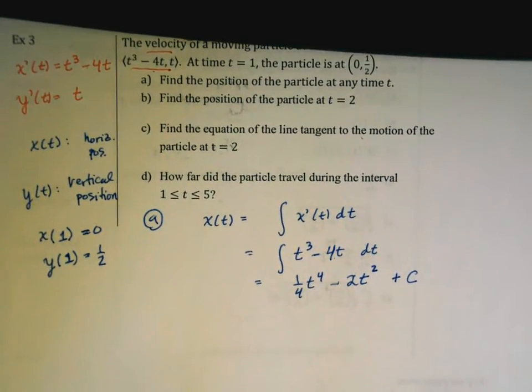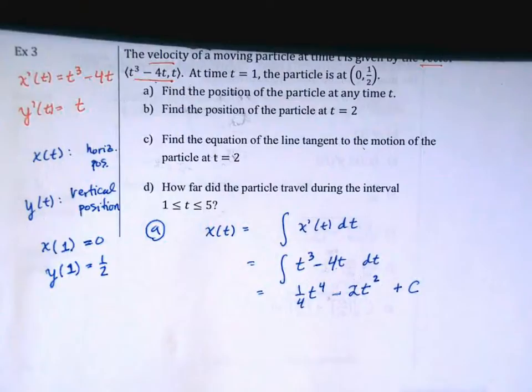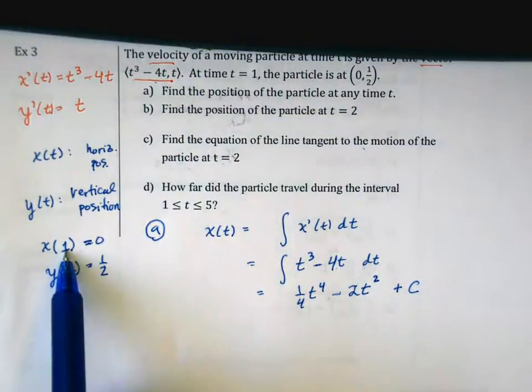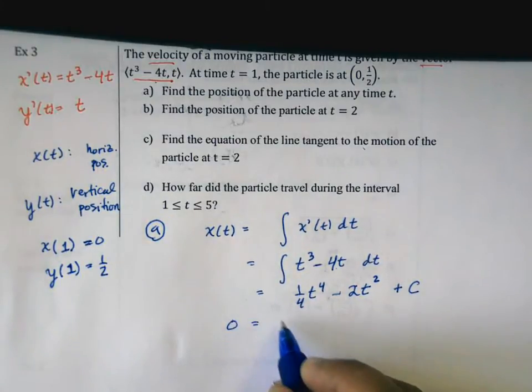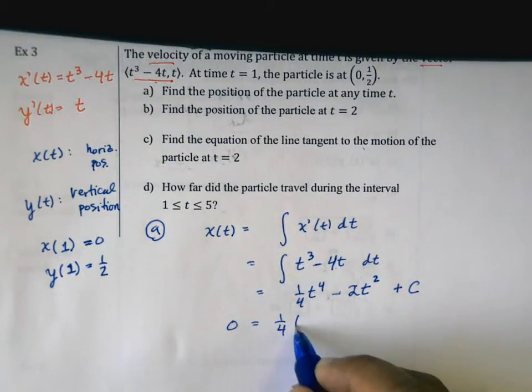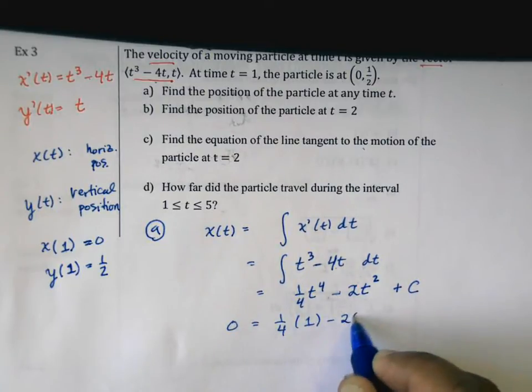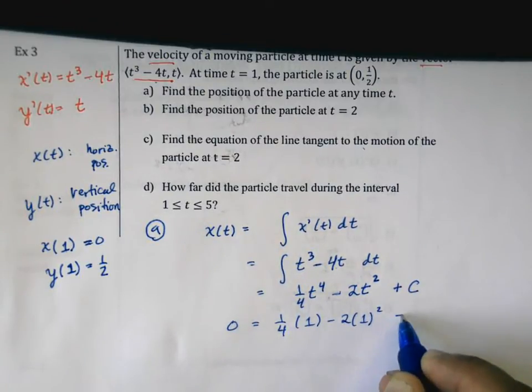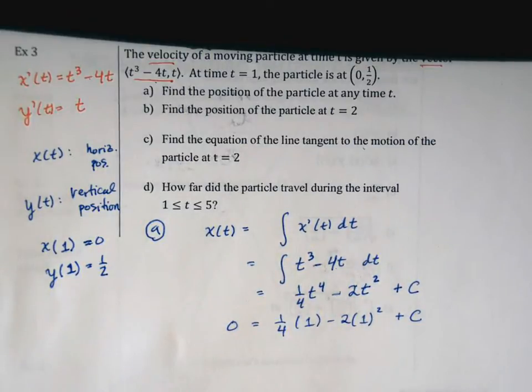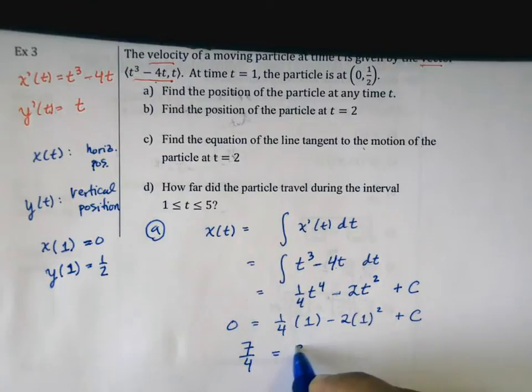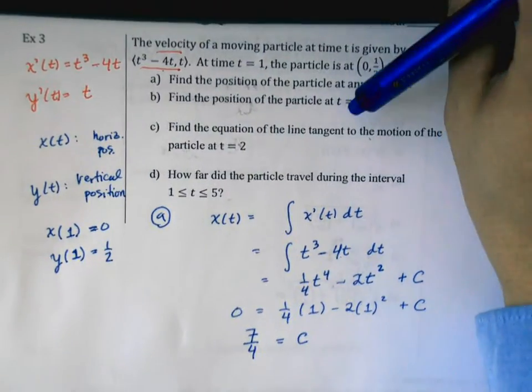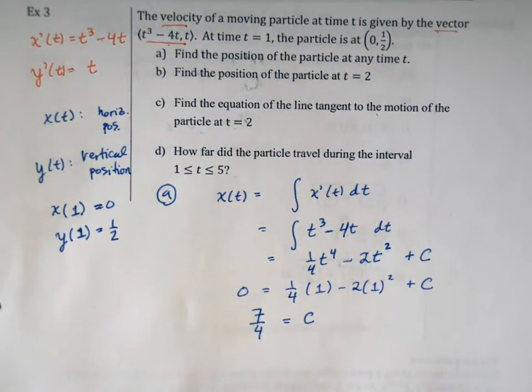Now, in order to solve for that constant, we have to use the initial condition, namely that when t is equal to 1, x is equal to 0. So 0 for x, 1 in for t. And solving for c, we get that 7/4, or 1.75, is equal to c, for the x position.